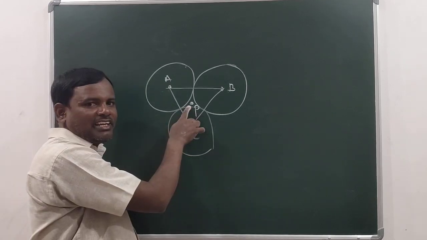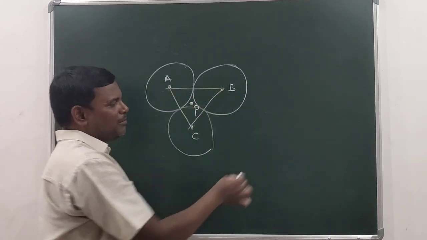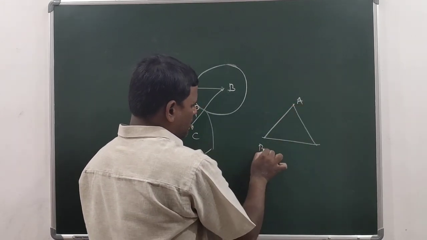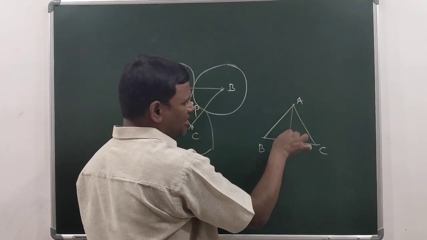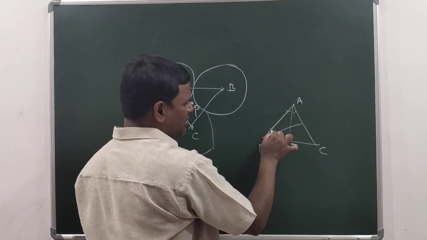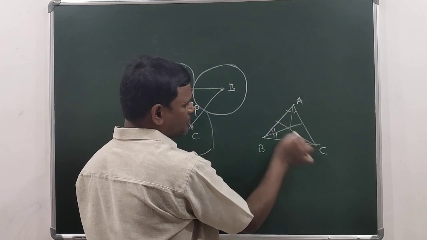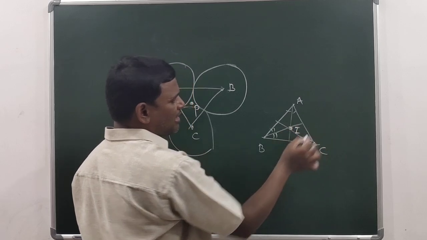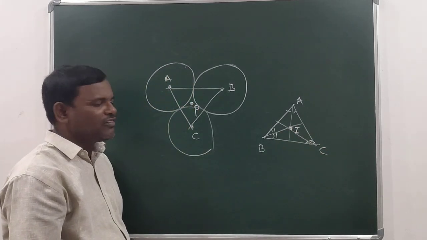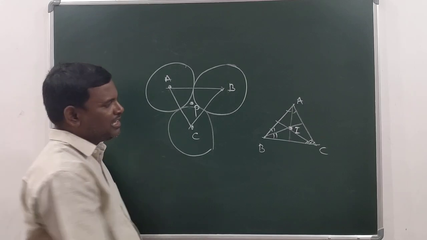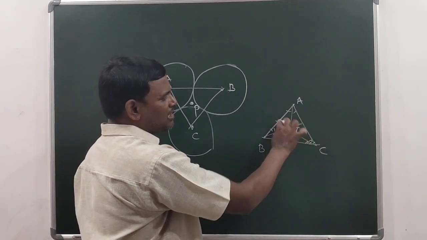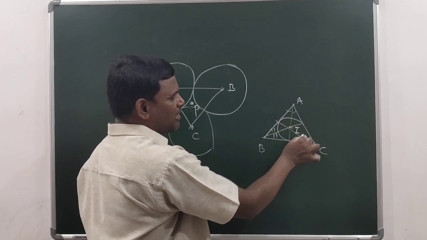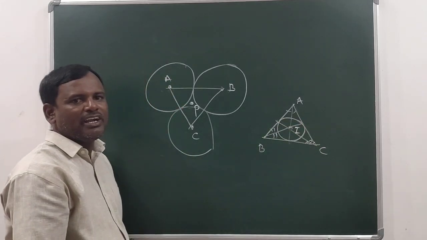What is the radical center here? The incenter of this triangle ABC. You know incenter. Draw the interior angle bisectors. These three interior angle bisectors are concurrent at one point. That point of concurrency is known as the incenter. The incenter is equidistant from all the sides. Take a radius from the incenter to any one side and draw one circle. That is called the incircle, whose radius is smaller.